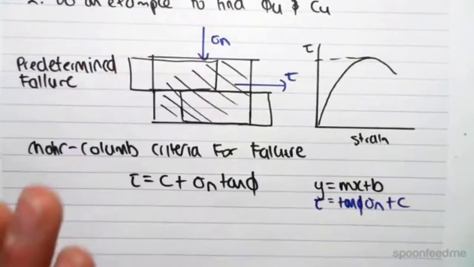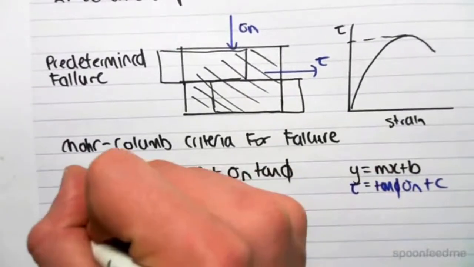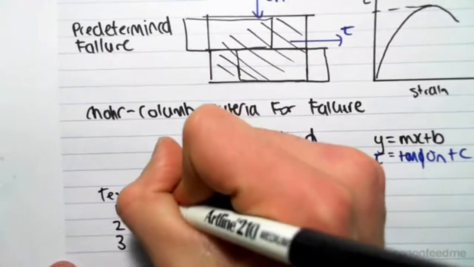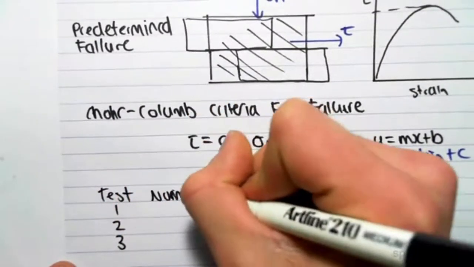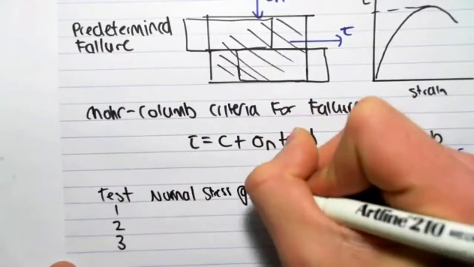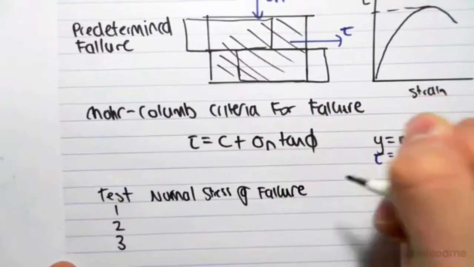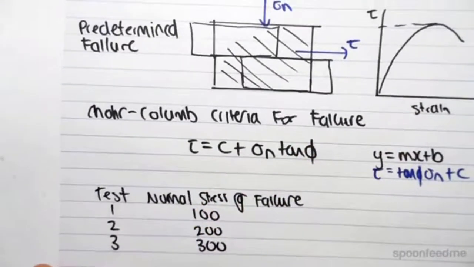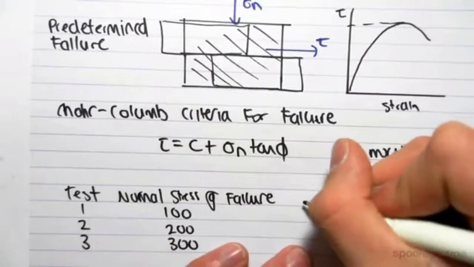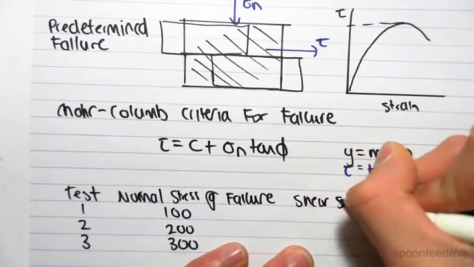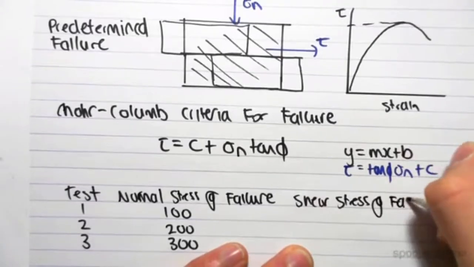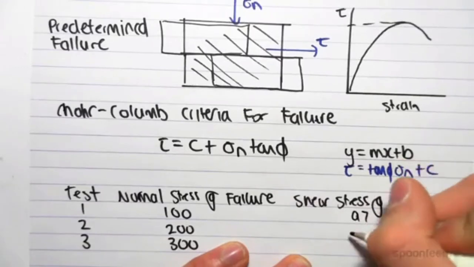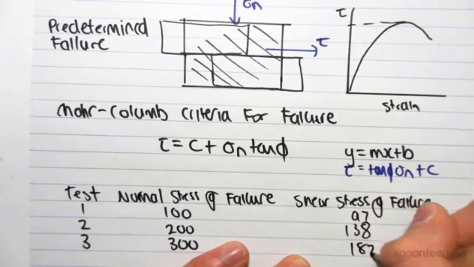So if we were to do this test, let's say we got the following values. So we did test 1, 2, and 3, and we got normal stress at failure. So we're always concerned about failure. Let's say that we were applying 100, 200, and 300. So those are the stress values we applied, and let's say we got this shear stress at failure. So the shear stress at failure, let's say the values we got were 97, 138, and 182.